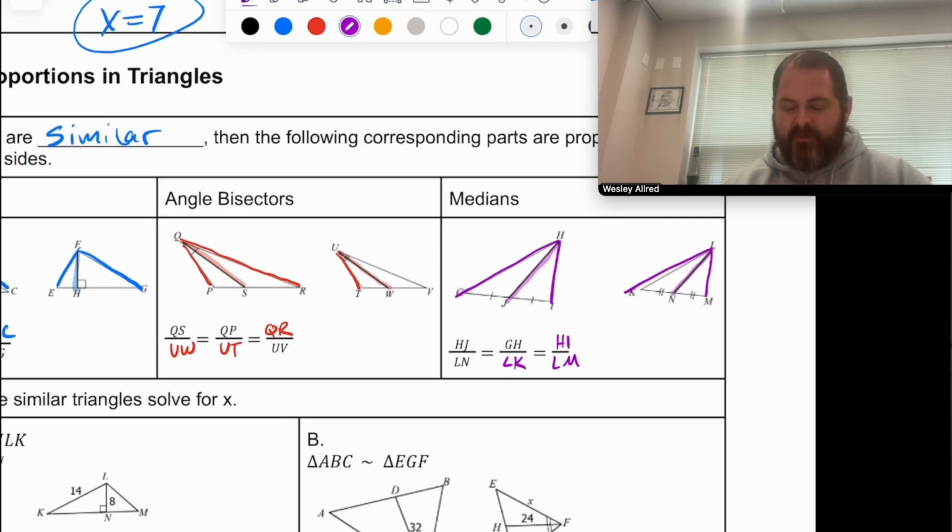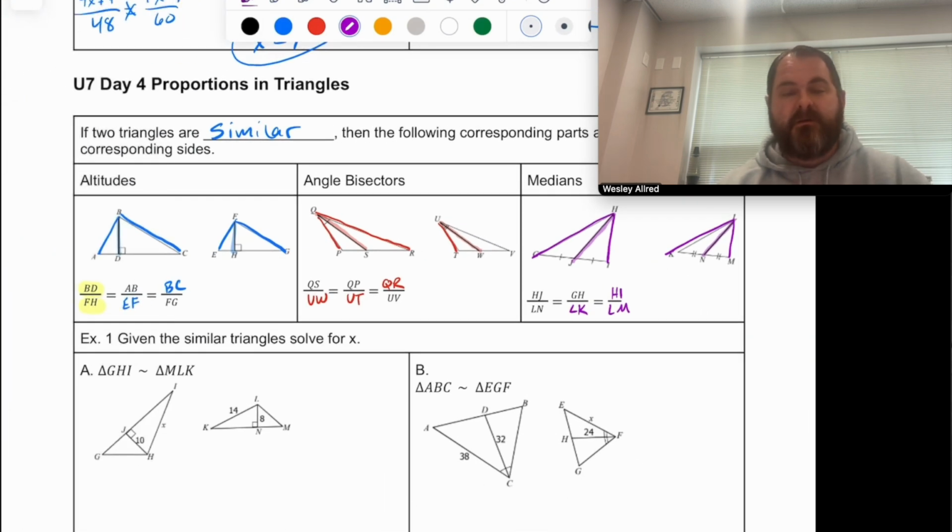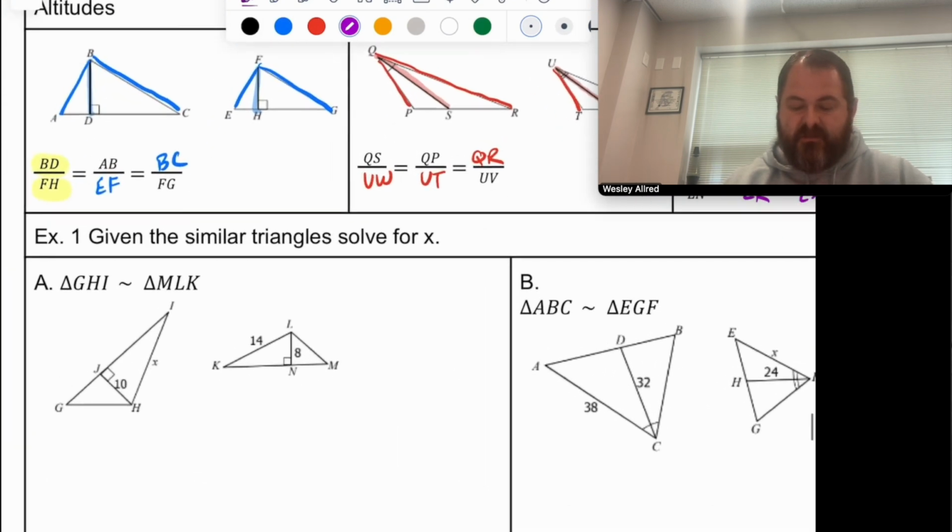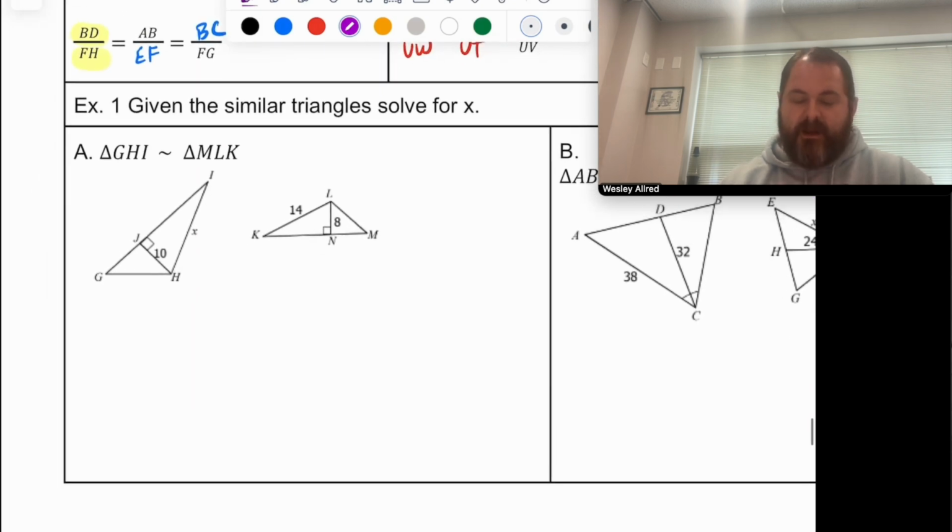Okay, so we have these proportions and these ratios we can use with similar triangles in addition to their side measurements. So here's what we have. Okay, we have similar triangles. GHI is similar to MLK, and we've drawn an altitude for both triangles. This is an altitude of 10. The other triangle has an altitude of 8. So again, we're going to set up a proportion using those.